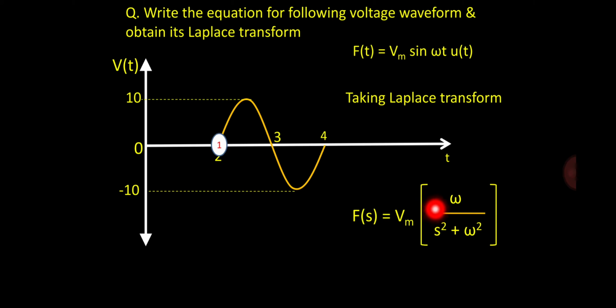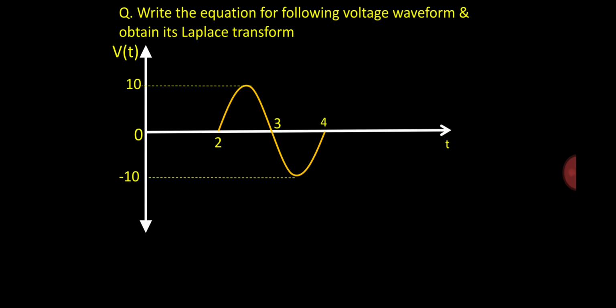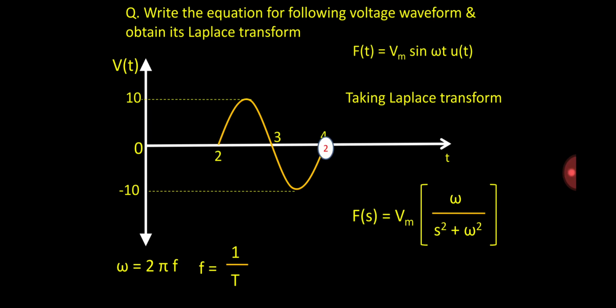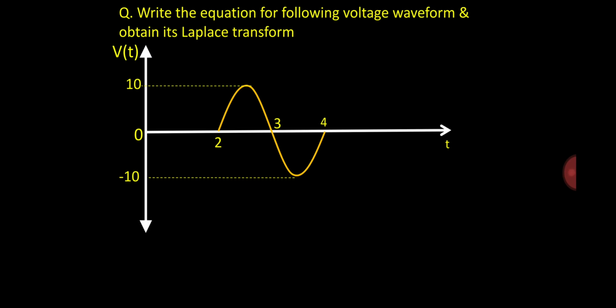Now the next thing we must remember is that in this equation we have to replace the value of omega. So how to replace the value of omega? For that, use the equation omega is equal to 2 pi f. Now f is nothing but frequency and f is equal to 1 by t, where t is time period. So by putting the value of omega, instead of f we can put 1 by t, and t, that is time period, can be easily found out for any waveform. So let's start with this problem.